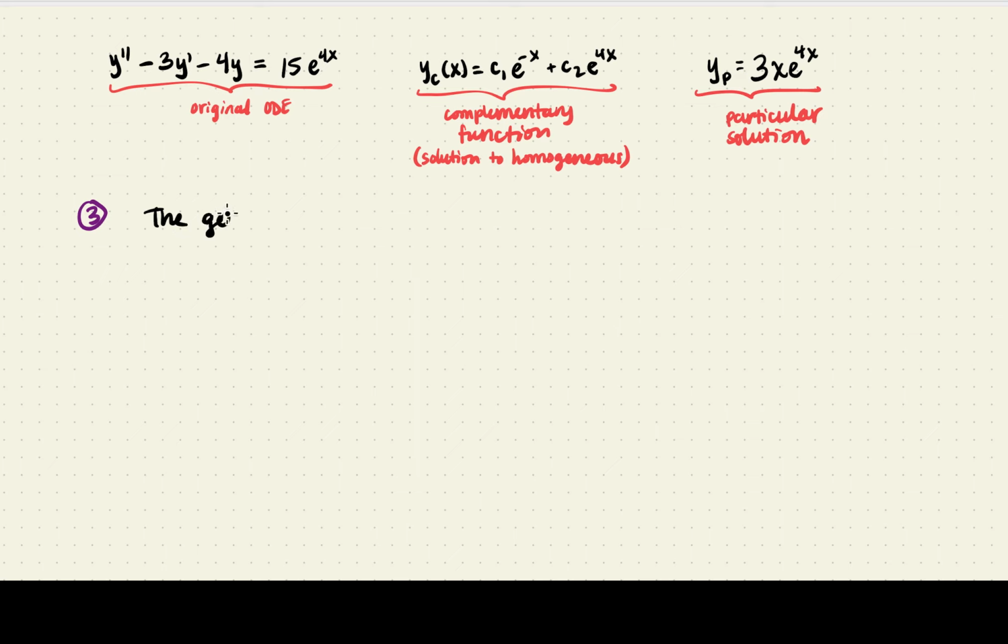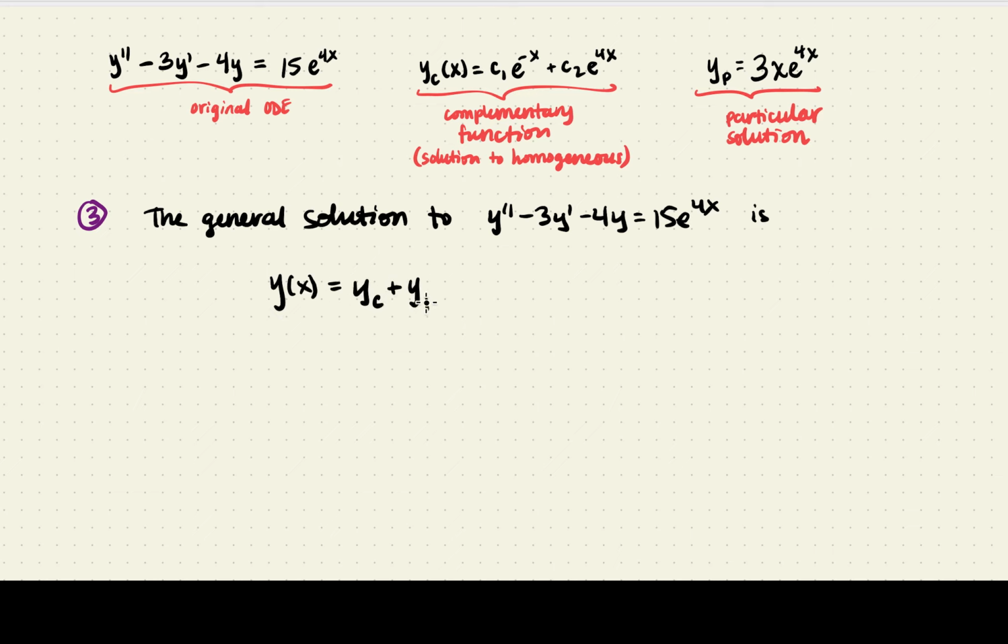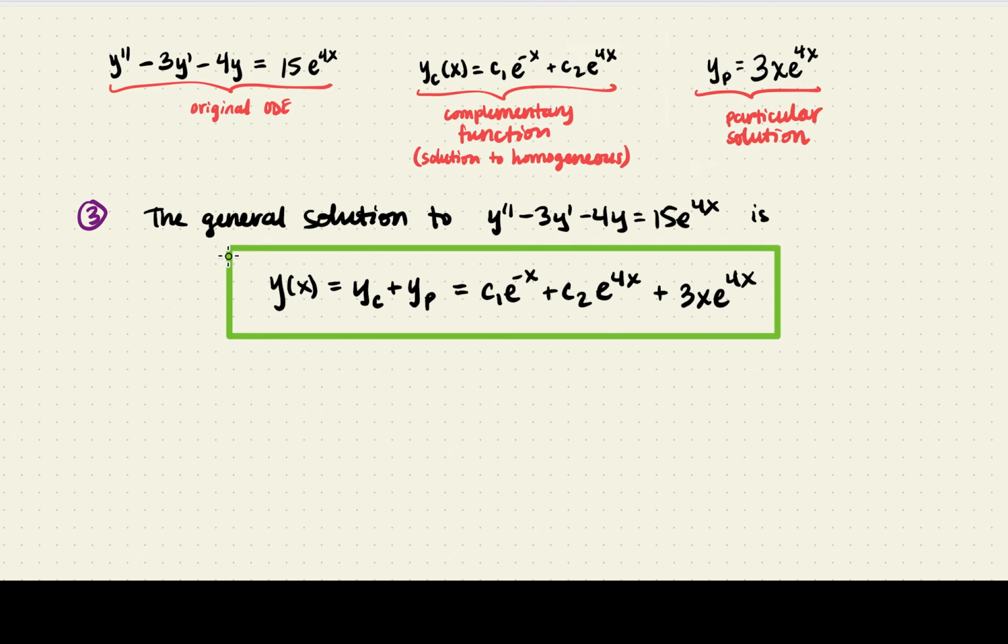So the general solution to our original ODE, y double prime minus 3y prime minus 4y equals 15 e to the 4x, is given by y of x. It's the sum of the complementary function plus a particular solution. And so we write down the functions we found there, c1 e to the negative x plus c2 e to the 4x plus our particular solution, 3x e to the 4x. So this is our general solution to our inhomogeneous ODE.